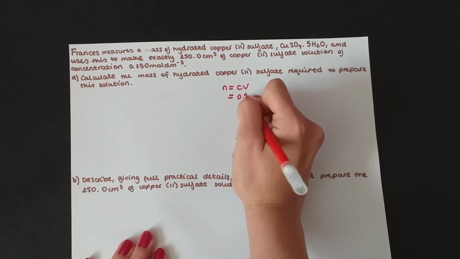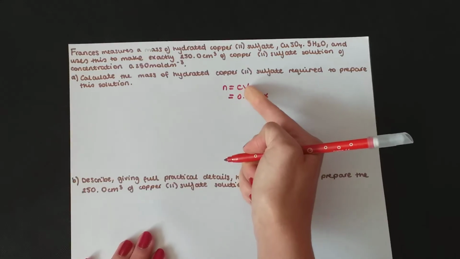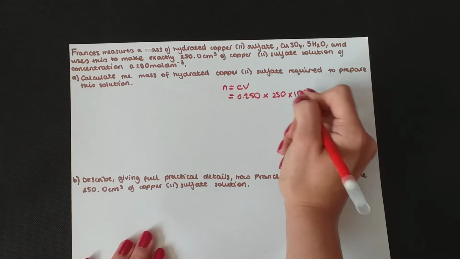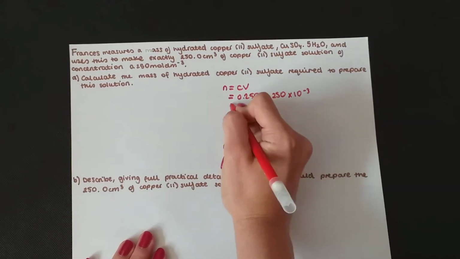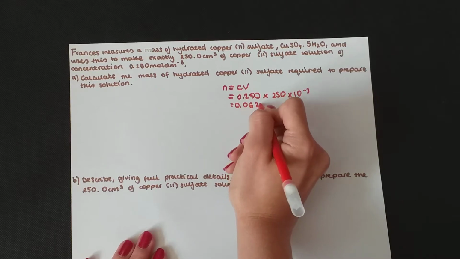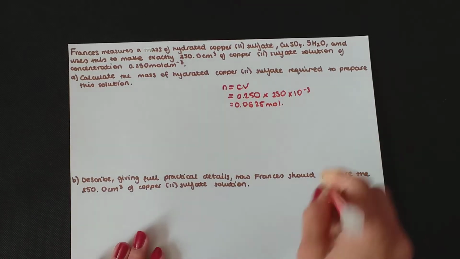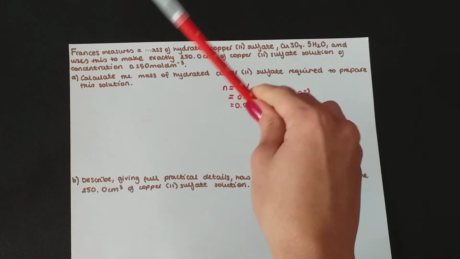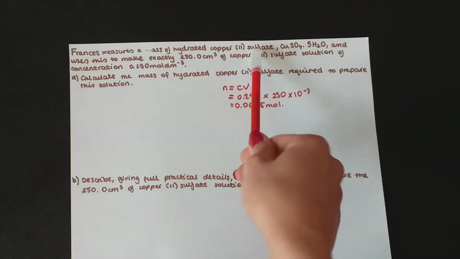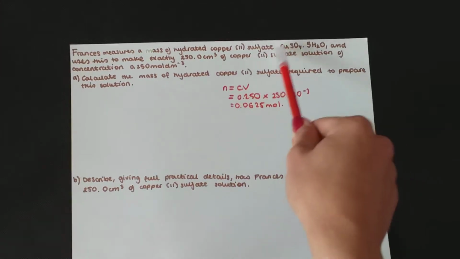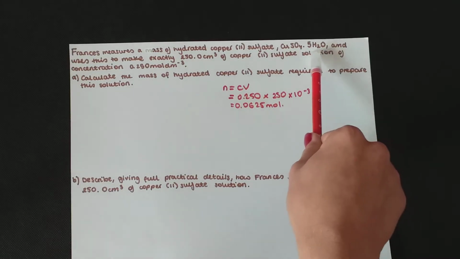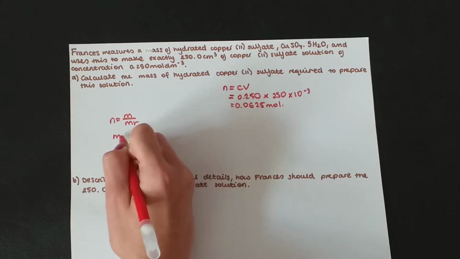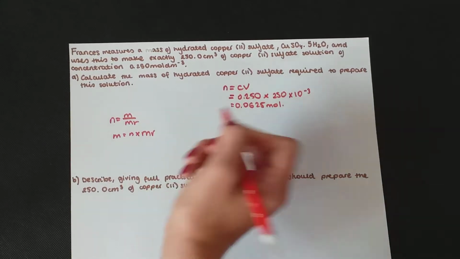So we know the concentration, we multiply it by the volume, 250, but remember to change it to dm³, so times 10⁻³, and that gives you 0.0625 mole. What we did is found the moles of the copper sulfate. We are asked to find the mass of this. So if we know the moles and we know the formula of this, we can use this equation and rearrange it to find mass, n times Mr.